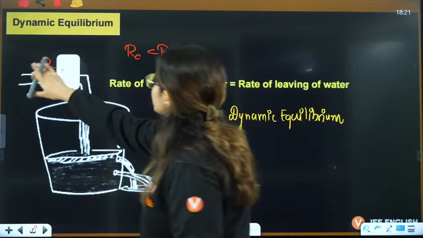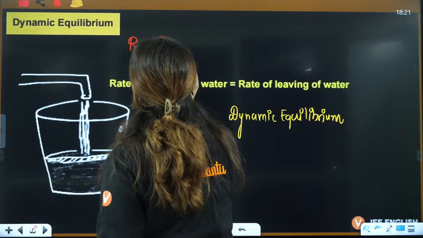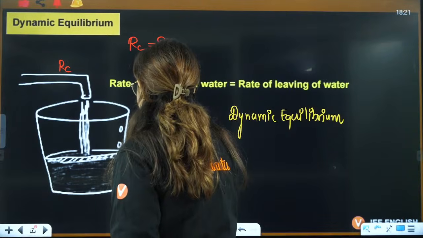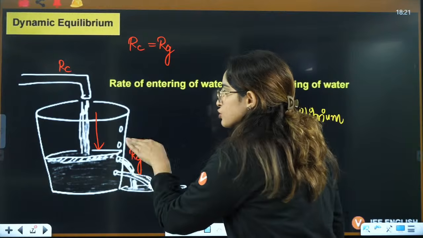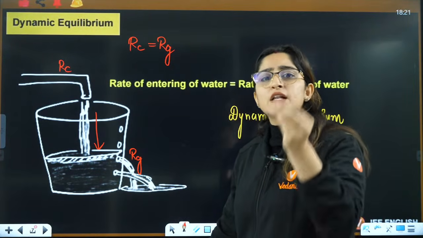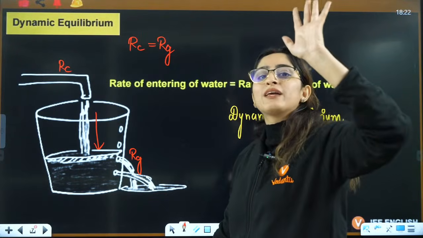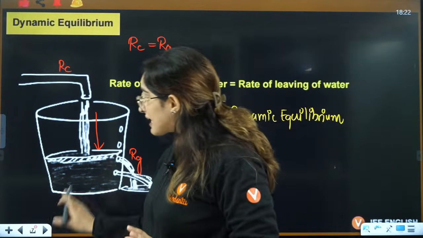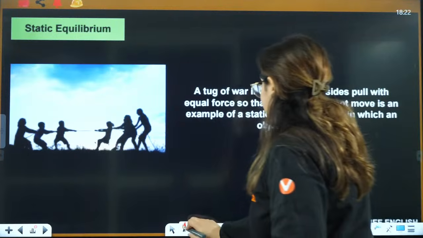But if the rate of water coming in and the rate of water going out of the bucket are the same, then the concentration will always remain the same. There will be no change in the water level of this bucket, because the rate at which it is coming and going is the same. So this is dynamic equilibrium. Equilibrium is not static, equilibrium is dynamic in nature. This is another example of that.